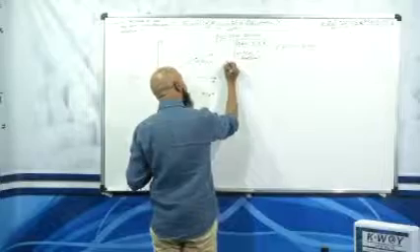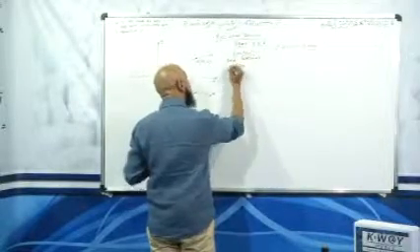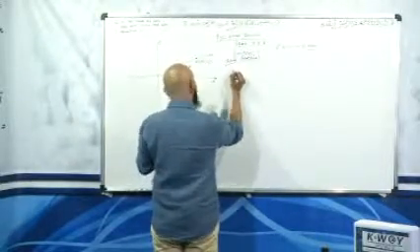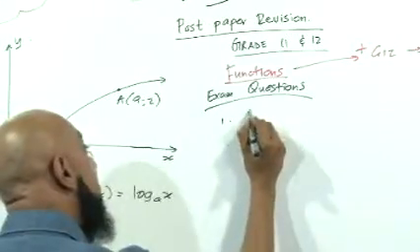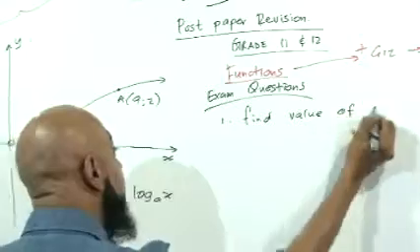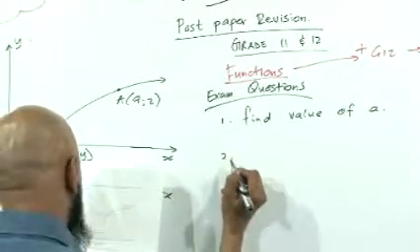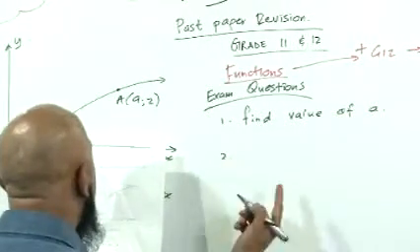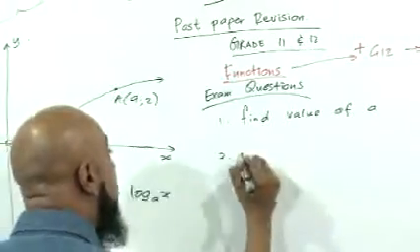Exam questions, guys. This is a final exam question. Boom. Question number 1, find the value of A. Number 2, write down the equation of the inverse in the form y equals.